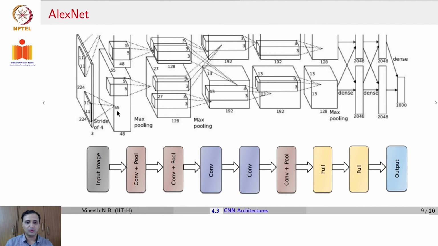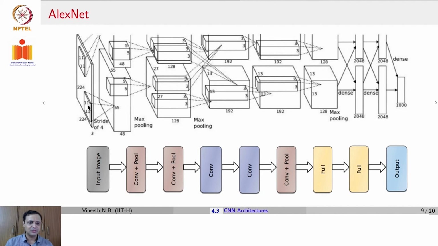So this output of 55 cross 55 cross 48 was after doing the convolution part, and then you do a max pooling, which reduces the size further. Then once again, they had a conv plus pool, then only a conv, then only a conv, then again a conv plus pool, then a fully connected layer, then a fully connected layer, and then finally the output layer.